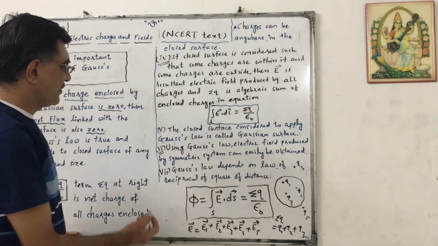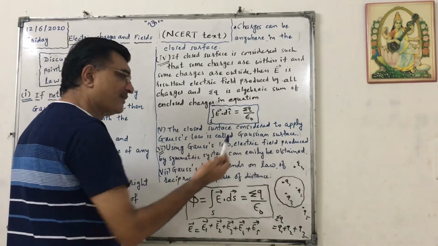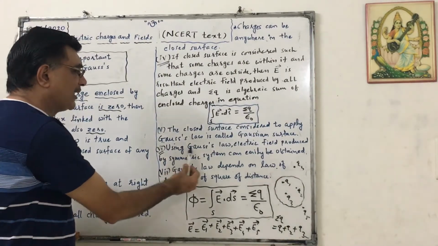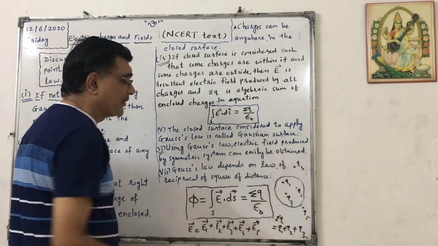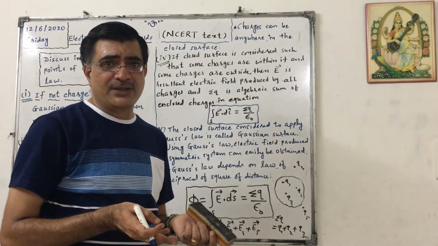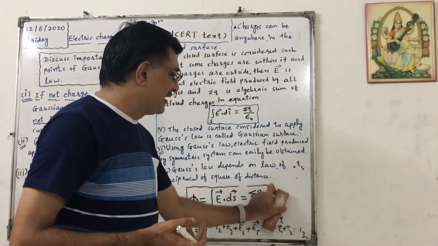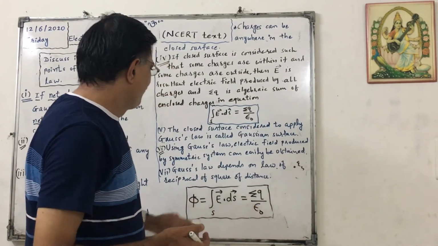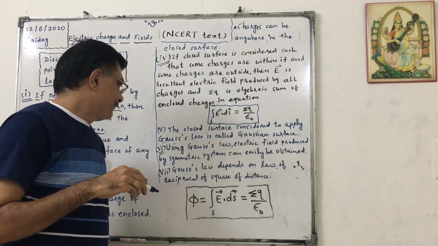Next, the closed surface considered to apply Gauss's law is called the Gaussian surface. So this is the Gaussian surface. Next, using Gauss's law, the electric field produced by a symmetric system can be easily obtained. Symmetric system means, suppose, a uniform charge distribution and the shape is also symmetric, like a cylinder. Then we can easily find the electric field produced by such systems using Gauss's law. We will discuss special cases in the next lectures.